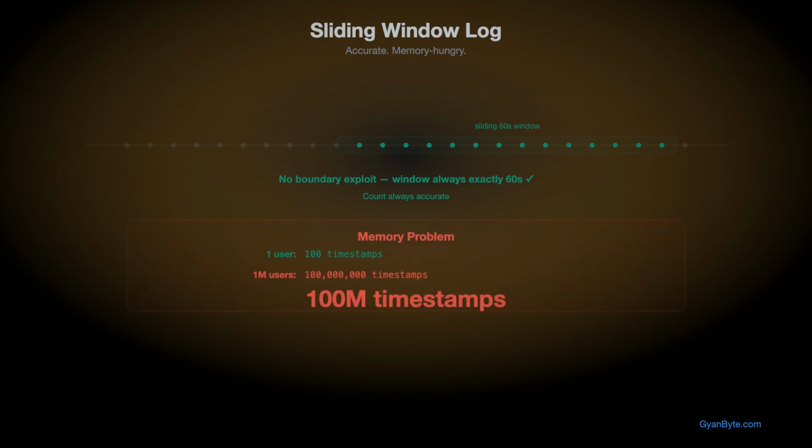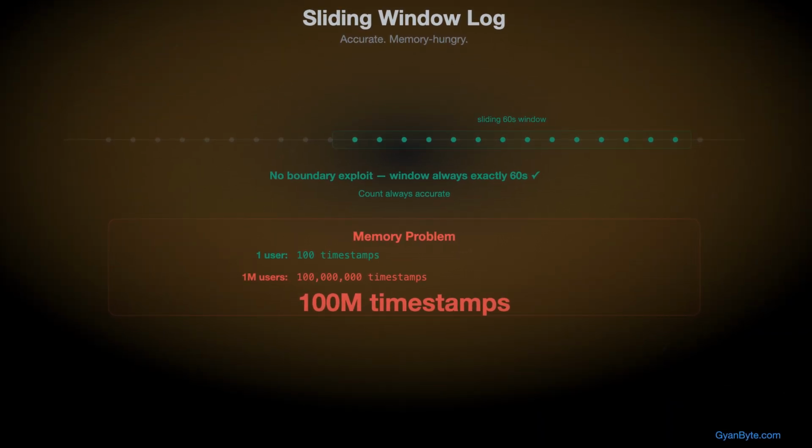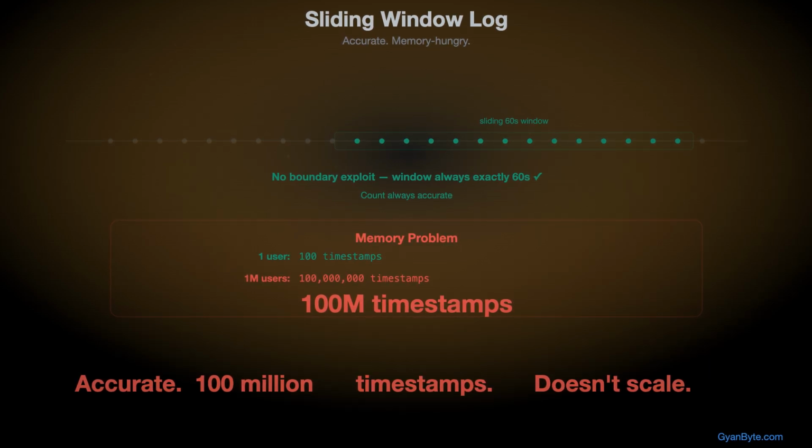The cost: memory. One user at 100 requests per minute, that's 100 timestamps stored. Fine. A million users, 100 million timestamps in memory. Simultaneously. Accurate, but this doesn't scale to any real production system.